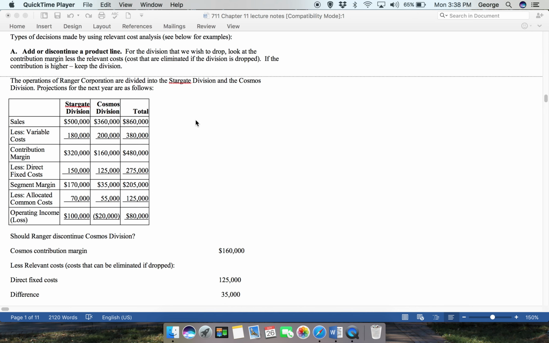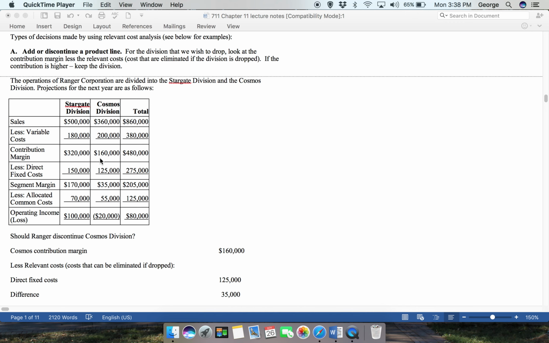Add or discontinue a product line. So again, all of these we're going to look at relevant costs. And there's maybe, I could call them, a little bit of tricks to each of these. For the add or discontinue a product line, I can look at my contribution margin versus any costs that can be avoided, the relevant costs. The future costs that can be avoided.